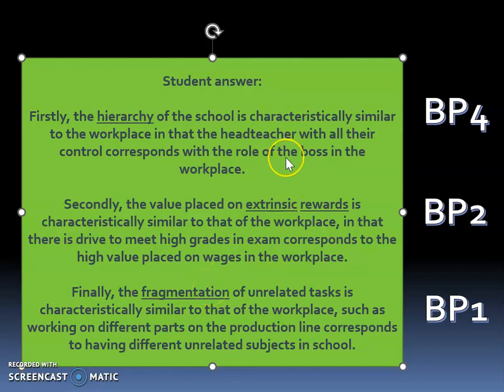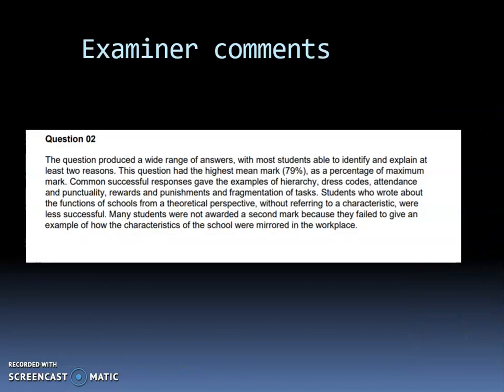There's also a clear explanation showing the example of the similarity between school and the workplace. So looking at the first one is that the school is similar to the workplace in that there's a head teacher with all their control correspond to the role of the boss in the workplace. Got a similarity there. Likewise, they do the same in the 2nd point and also the 3rd point. So this student got 6 out of 6, and I've made reference to the mark scheme, which bullet points they've achieved there. It's always valuable to look at the examiner commentary as well.